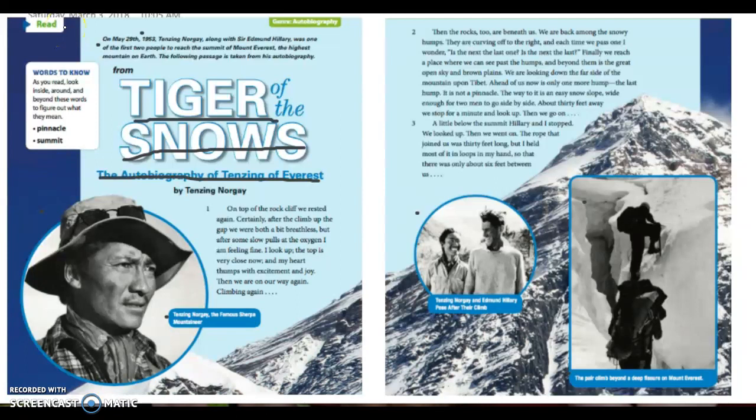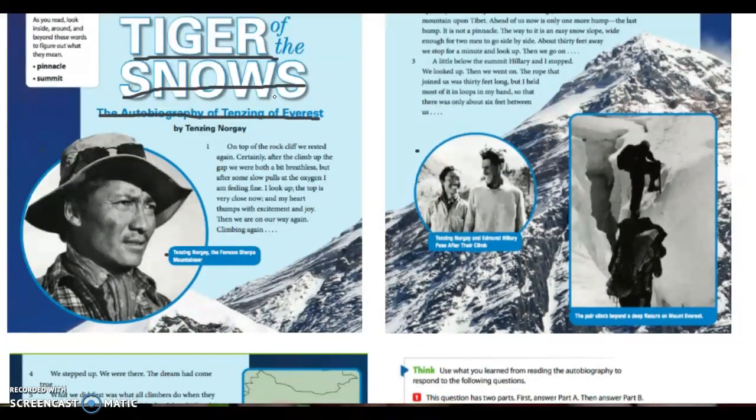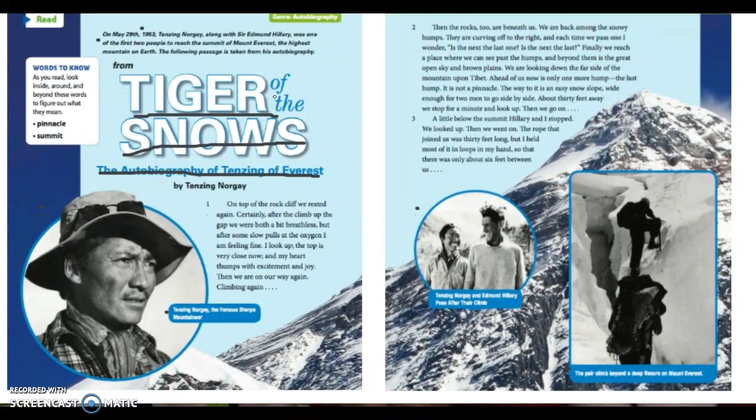I'm going to start at the very top where it has the excerpt of details. On May 29th, 1953, Tenzing Norgay, along with Sir Edmund Hillary, was one of the first 2 people to reach the summit of Mount Everest, the highest mountain on Earth. The following passage is taken from his autobiography. From Tigers of the Snow, an autobiography of Tenzing of Everest, by Tenzing Norgay.